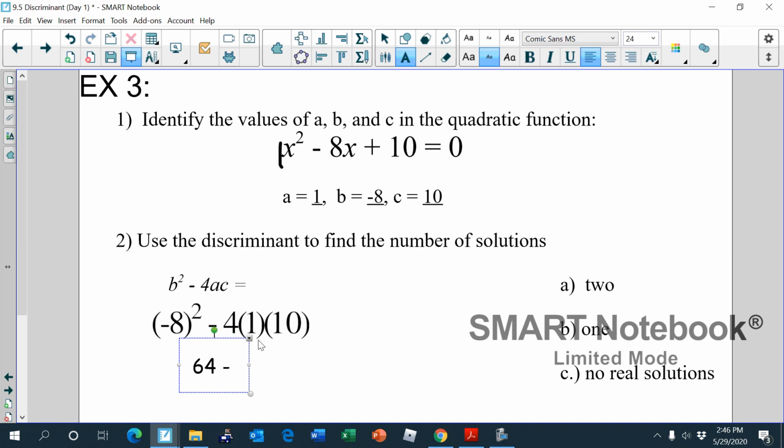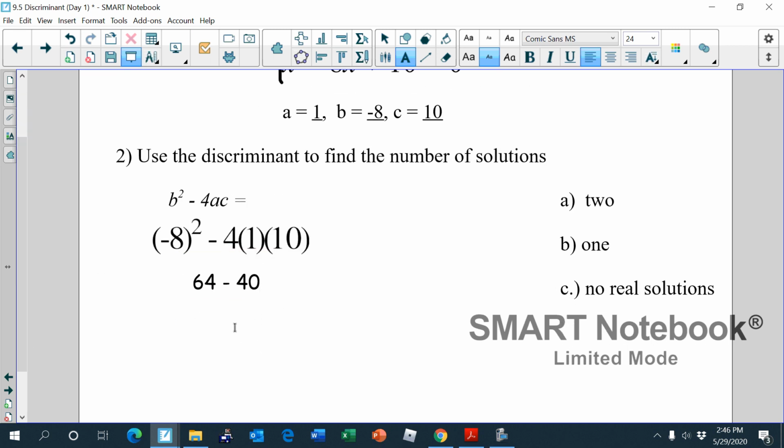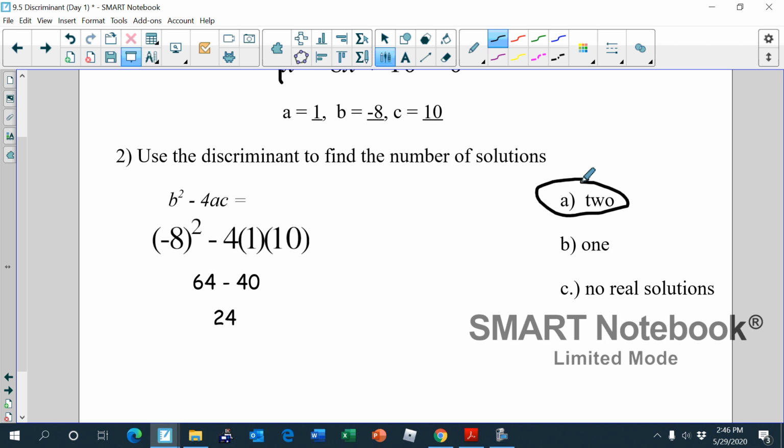Minus 4 times 1 times 10 is 40. So 64 minus 40, I should get 24. Again, this is a positive discriminant. So if I have a positive discriminant, that means I'm going to have two solutions. Okay, the next couple, there are 2 more tries.